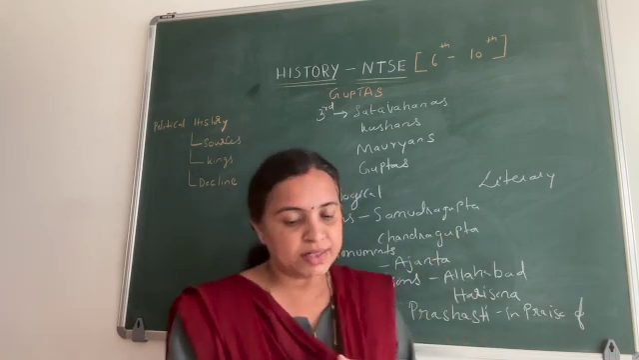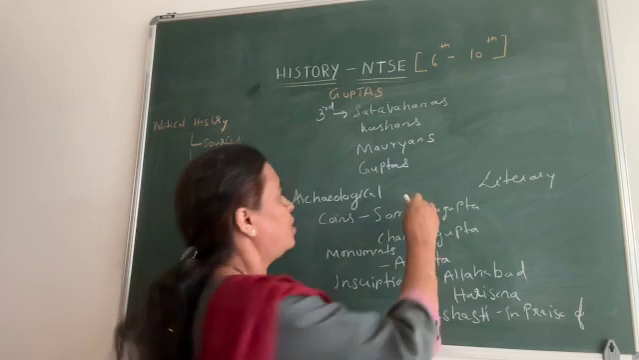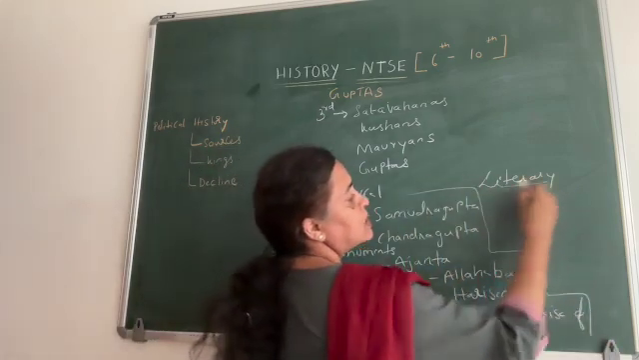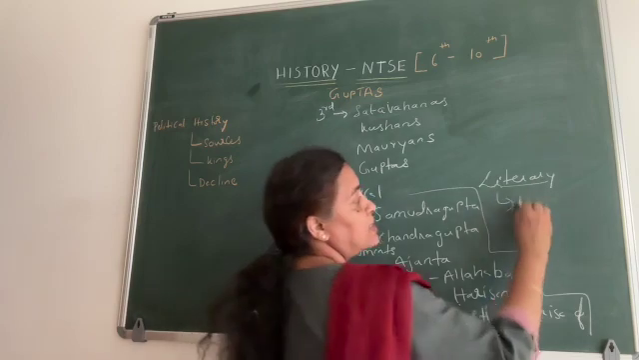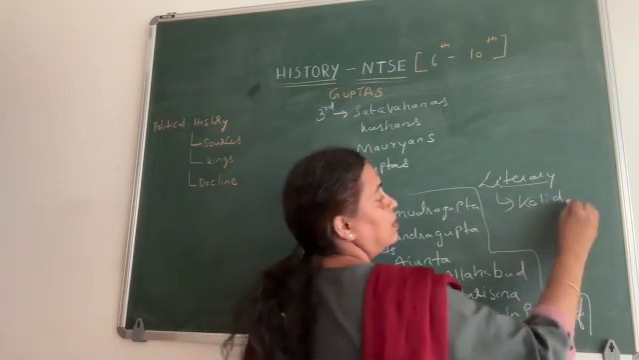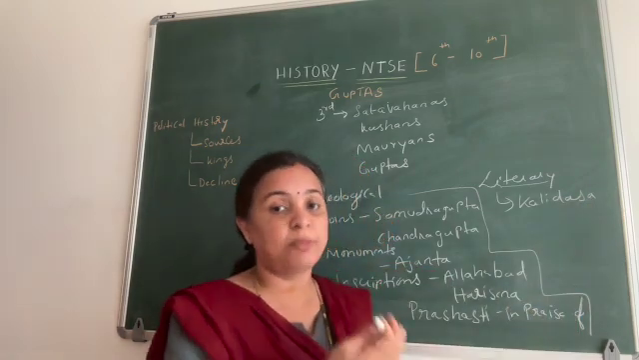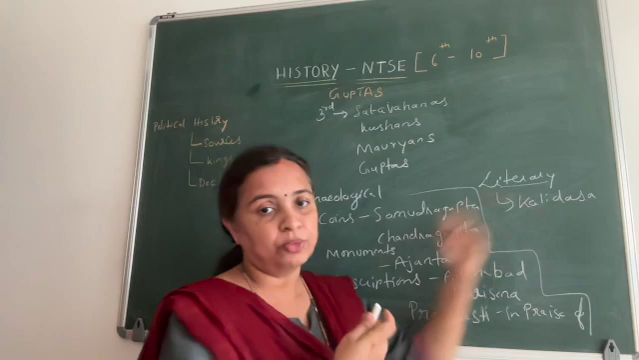Okay. Now let us see what the literary works are. These are all archaeological. In literary works, there are books. So, Kalidasa. There are various scholars like Kalidasa who wrote poems and plays. So, that talks about the Gupta period.